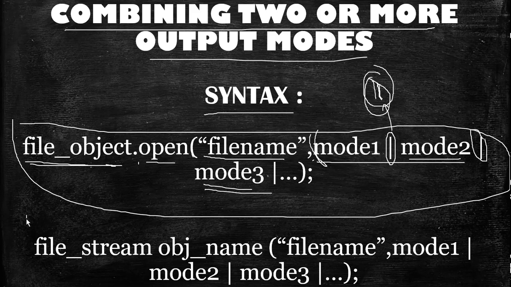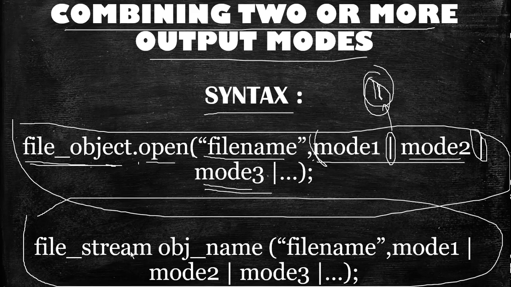Now in the second case, we can open the file using the constructor, and in the same way you can use the syntax for more than one file mode. Write the class name as fstream, then write the object name, and inside the brackets write the file name first, and then write the modes after giving a comma. Use this operator to combine more than one or two modes. So this is important while combining file modes.